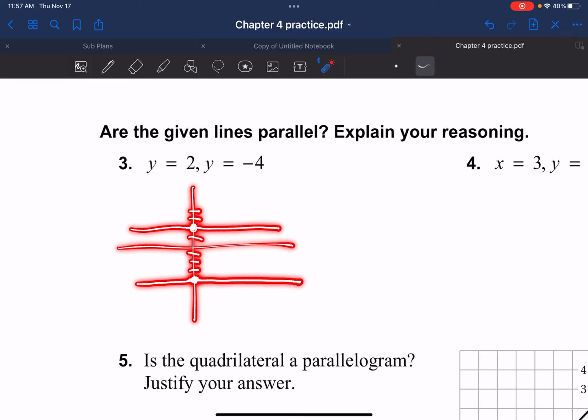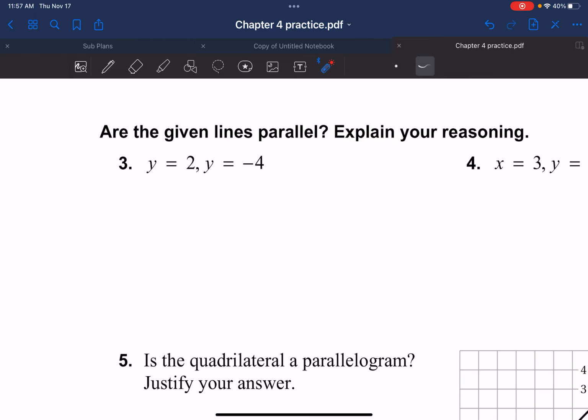I know, because I know what the slope is of both of those. Your explanation could literally just be telling me what the slope is of both of those lines. Because if 2 lines have the same slope, they will be parallel.